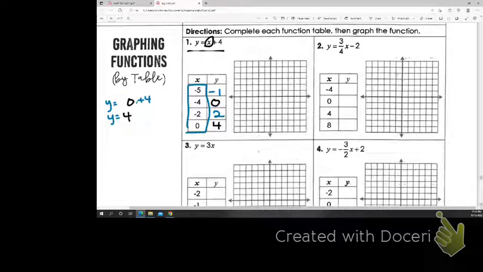Sometimes you'll see these tables and instead of y, it might say f of x. That still means the same thing. So everything in the table becomes an ordered pair, and then we're going to plot those points. So negative 5, that's 5 to the left, and down 1.